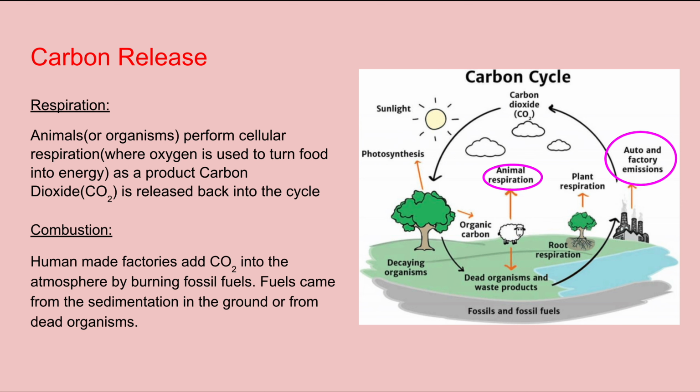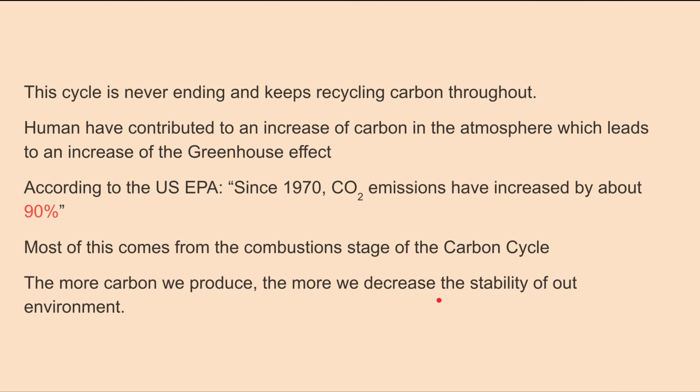But another way carbon can be released is, say there was a volcano. If a volcano is active, it releases carbon dioxide. And that's maybe another way that carbon dioxide can be released back into the cycle. So as you can see, this cycle is continuous. It keeps going on and on and on. As I said before, the cycle never ends and keeps recycling carbon throughout the cycle.